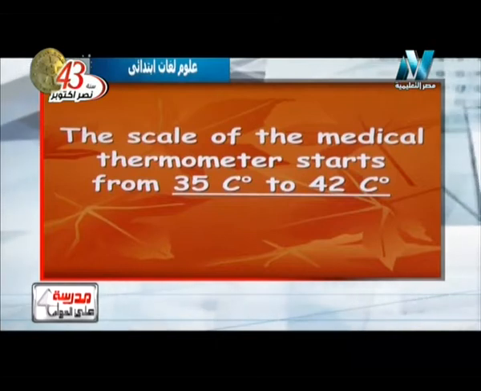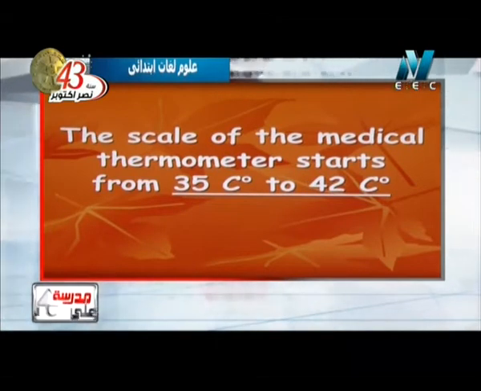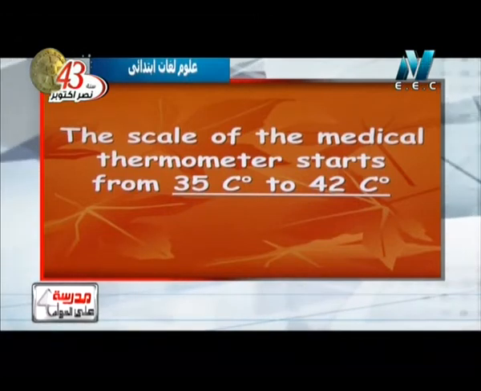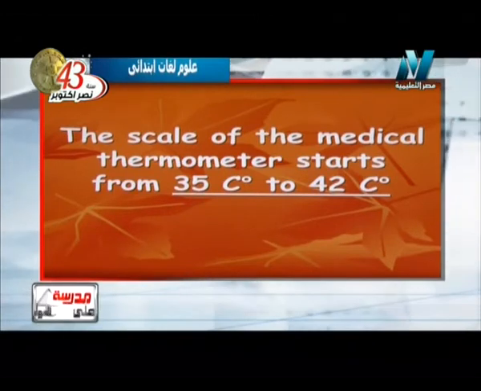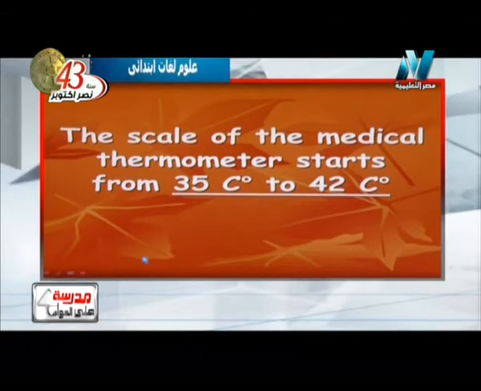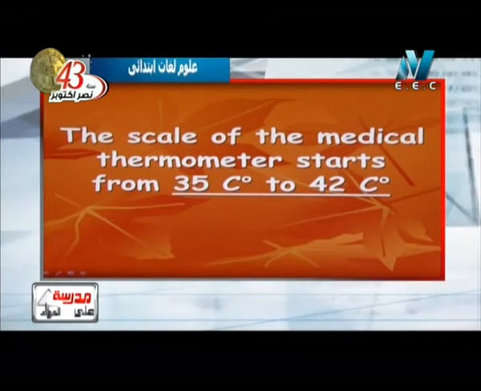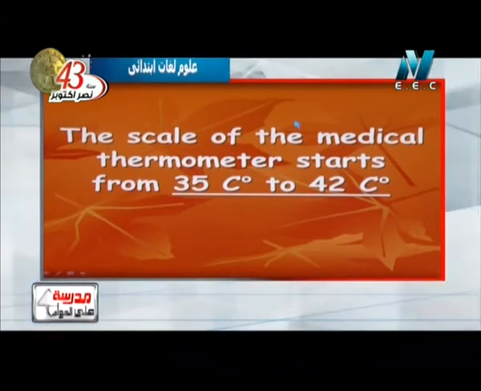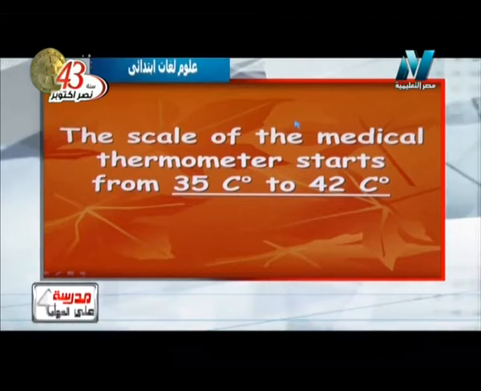Okay, so now the scale of the medical thermometer starts from 35 to 42 Celsius. Why are those 2 degrees found in the medical thermometer, not more than them or less than them? The medical thermometer starts from 35 and ends at 42. We know that the temperature of the human body is what? It's very important to know that the normal temperature of the human body is 37. It may come down to be 36 or 35. When it comes to 35, it means blood clot or blood coagulation, اللي بنسميها تجلط في الدم, which means death, اللي معناها الوفاة.